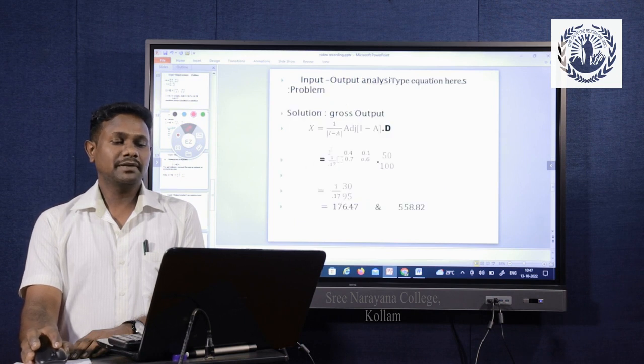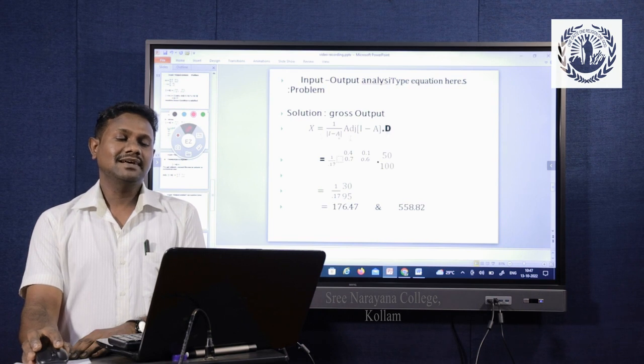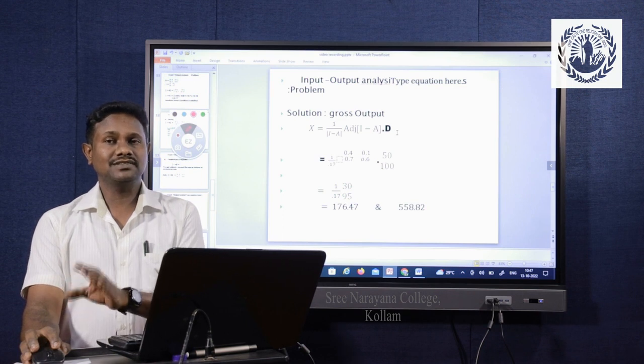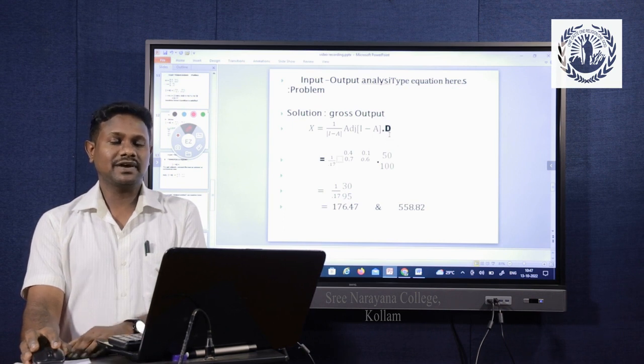Come to the solution part, 1 by determinant, that is 0.7. Then we found the adjoint of the Leontief matrix, that is 0.4, 0.1, 0.7 and 0.6. And one more item added, that is the final demand, which means this output is not only demanded by industry 1, the steel industry, and industry 2, the coal industry, but also demand is generated by the consumers, investors and the government. This is denoted by the final demand. In the question, the final demand for steel is given as 50 ton and for coal as 100 ton.